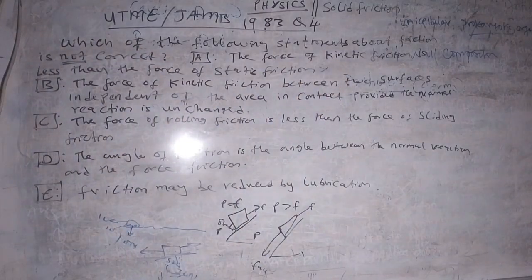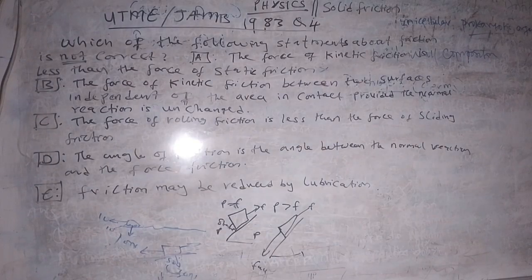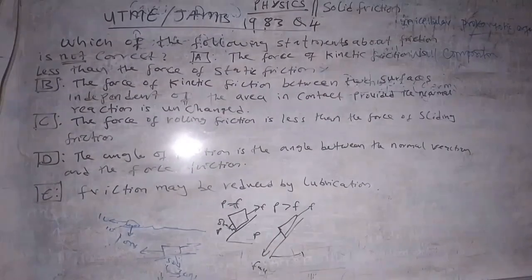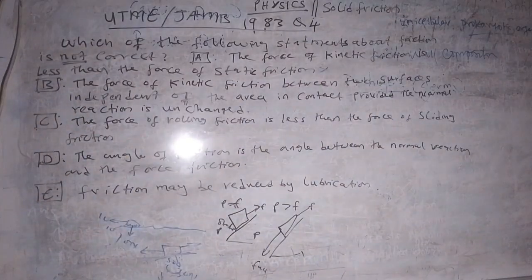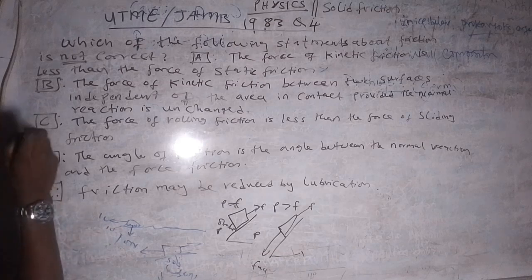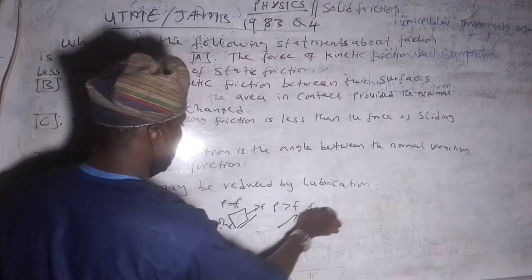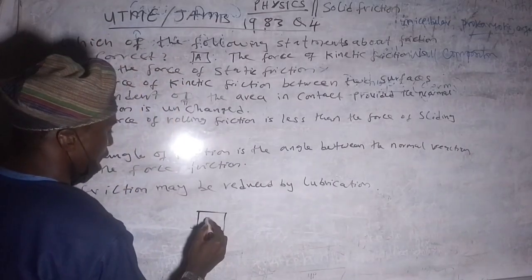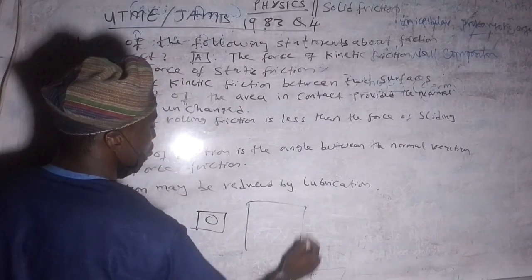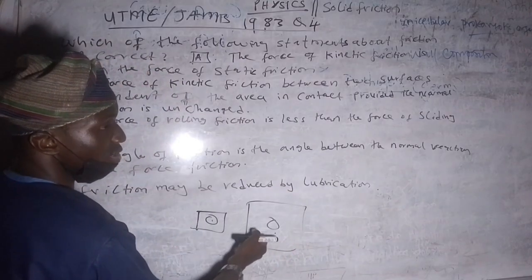Let's go for this. The force of kinetic friction between two surfaces is independent of area in contact. The normal reaction, if the normal reaction is what? Unchanged. Let us quickly overview this. I explained this thing in the previous video, that if you have a table like this, and you have a block like this, and you have a big table, and you have a block like this, the friction here is also the same thing as friction here because the friction is less concerned about the area of the block.